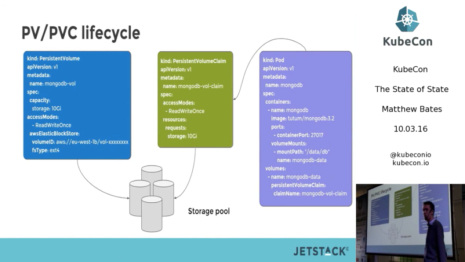So what does this look like in terms of a life cycle? Well, the very first point is we make the persistent volume. You can see here an example of a PV that I've created for a volume that is going to back a MongoDB instance. This is going to be a bit of a running theme. I'm probably going to use MongoDB examples throughout.